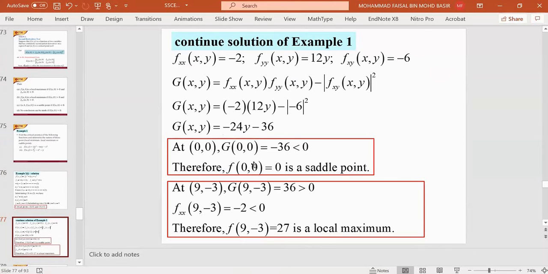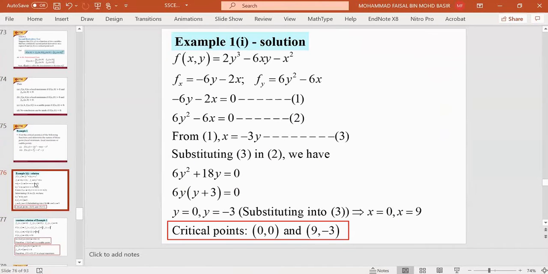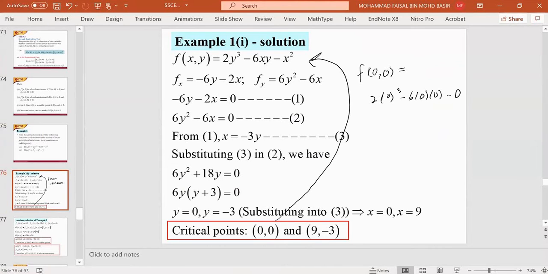Okay, how do I get the value at (0, 0)? Don't forget, every time I get this point, I substitute here. So if I have f(0, 0), this is 2 times 0 cubed minus 6 times 0 times 0 minus 0. So you get 0. For (9, -3), that means f(9, -3): 2 times (-3) cubed minus 6 times 9 times (-3) minus 9 squared.